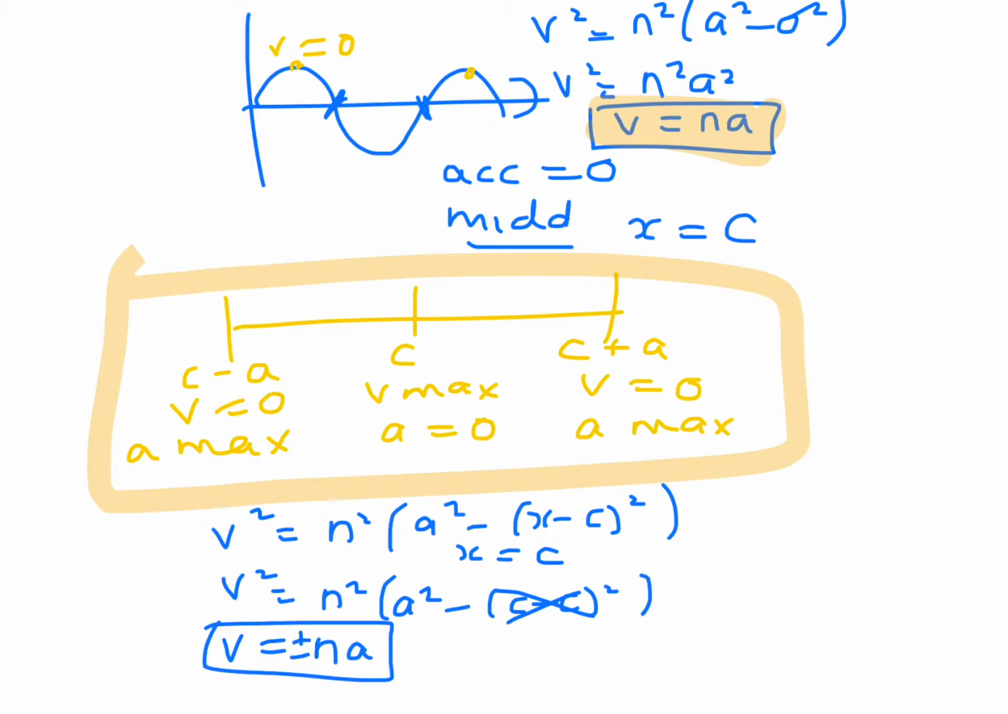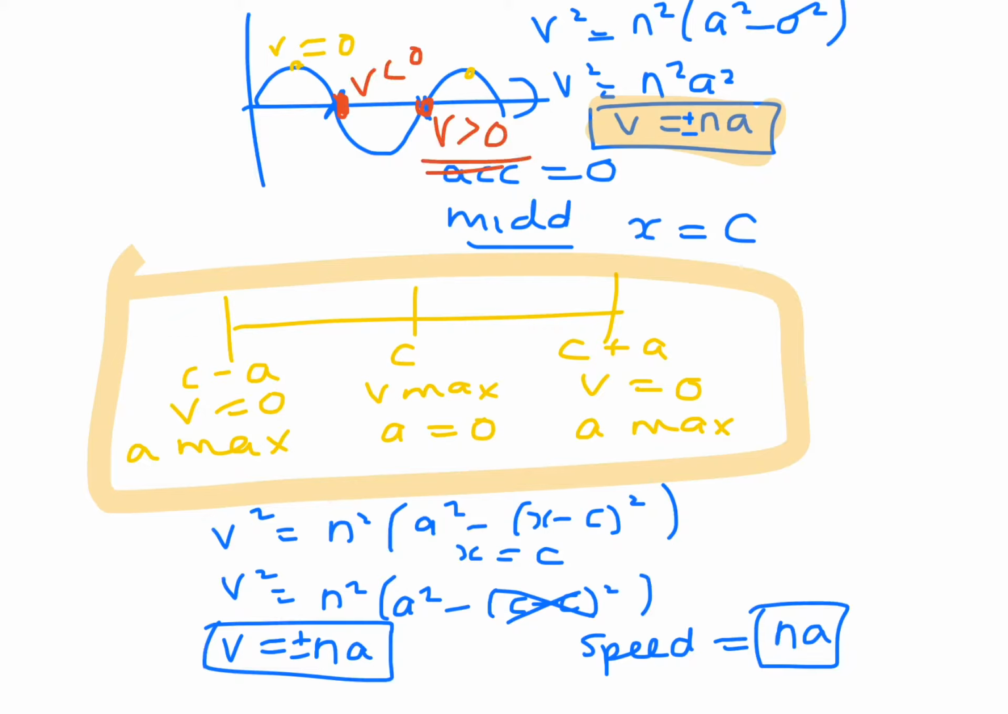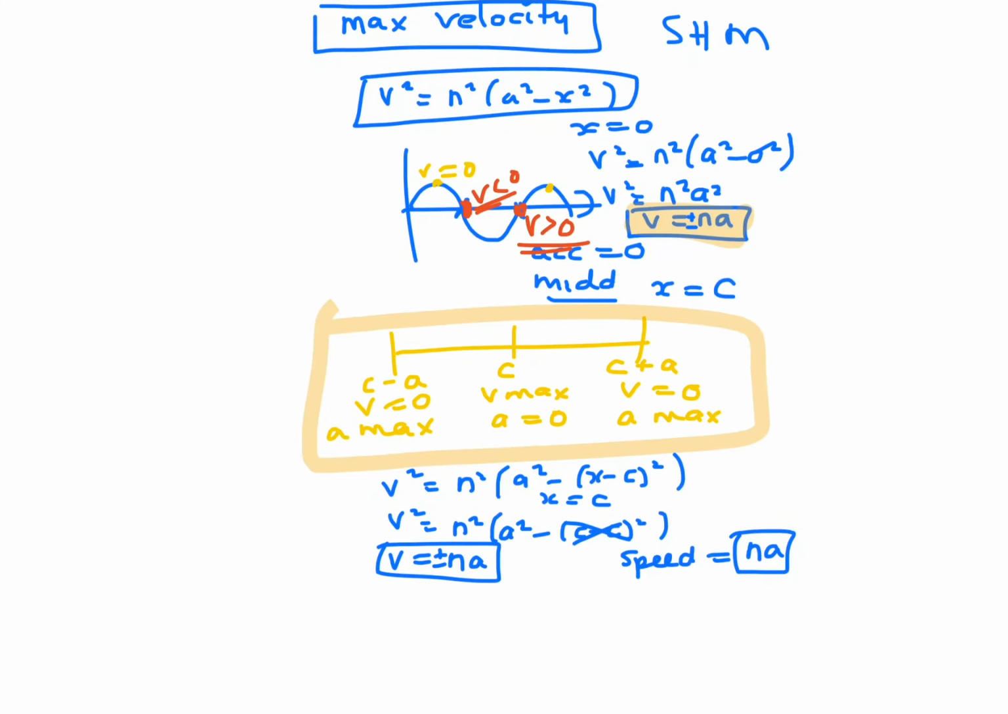Now it's actually plus or minus na when you're talking about velocity. If you're talking about its speed, then it's the absolute value, which is just na. Okay, because you can have your maximum velocity here when v is less than 0, or your maximum velocity here when v is greater than 0. So you've really got to read the question and interpret what they're talking about.